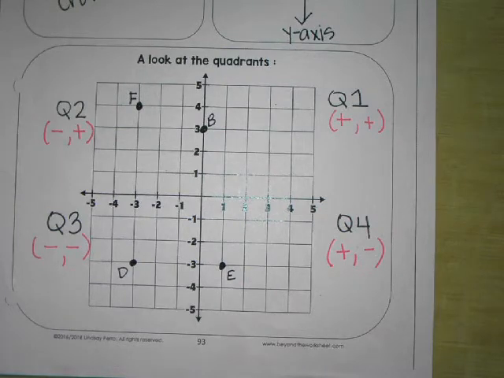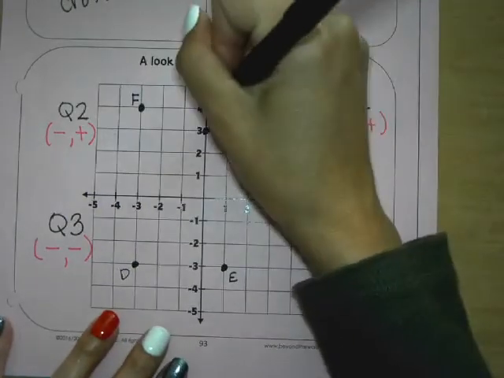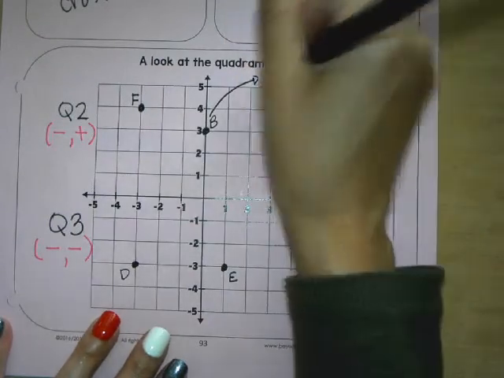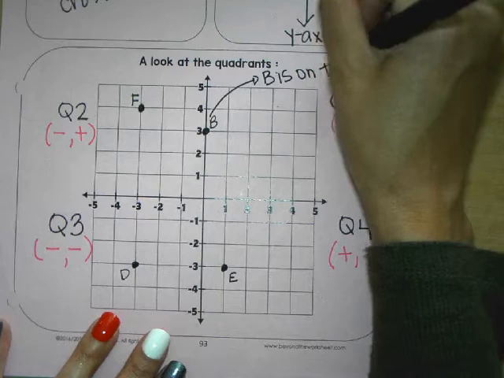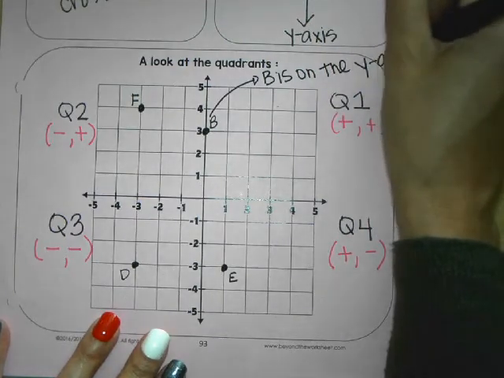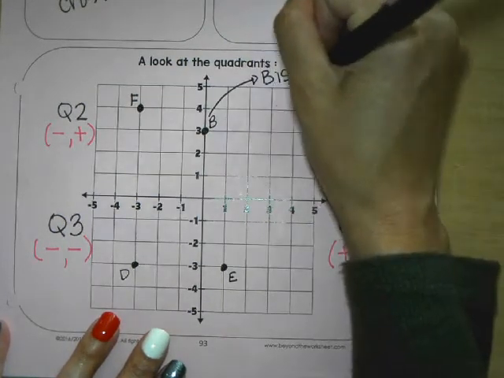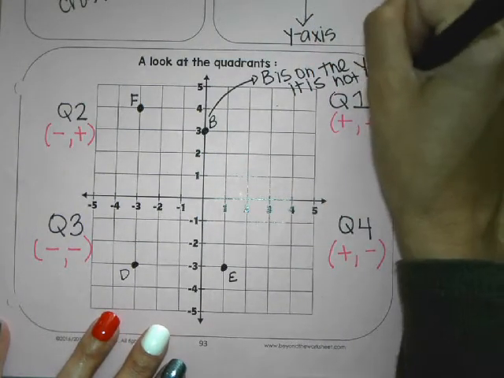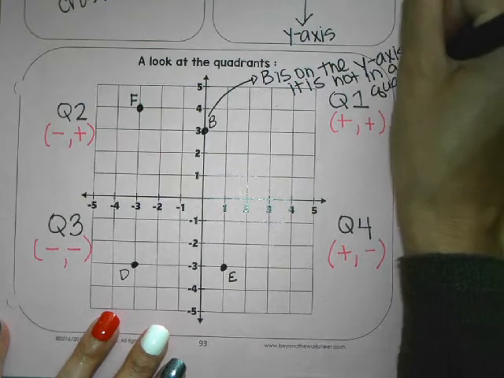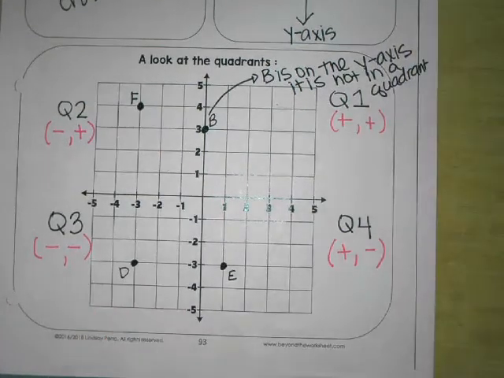No, it's on the Y-axis. So is it in a quadrant? Which means if you see something like this, your answer is just Y-axis because B is on the Y-axis. Therefore, it is not in a quadrant. If it's not in a quadrant, you can't tell me it's in one. It literally has to be inside of it. So if it's on the Y-axis, you would write Y-axis. Brayden.